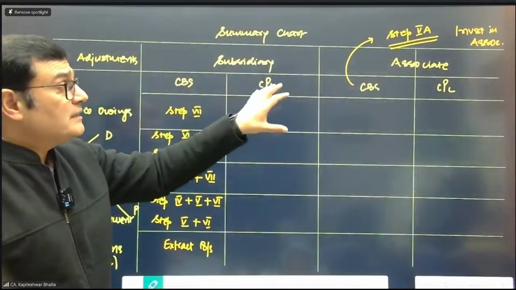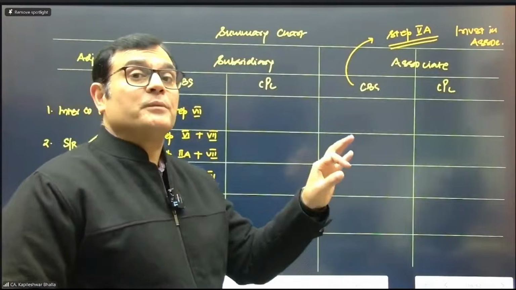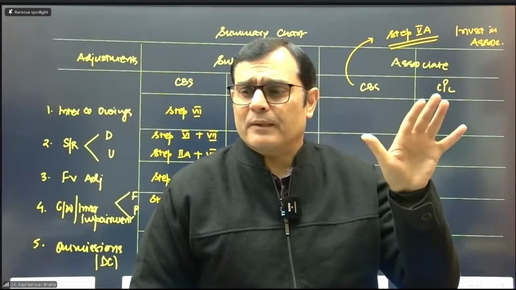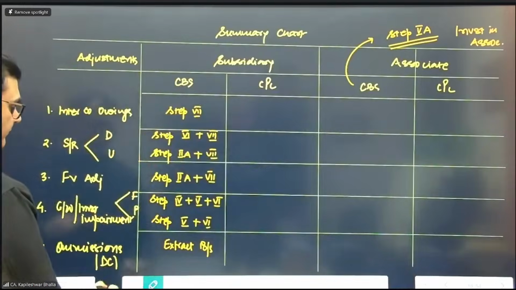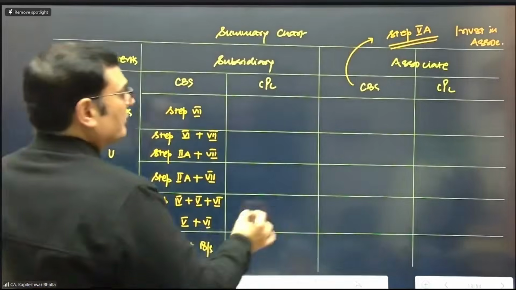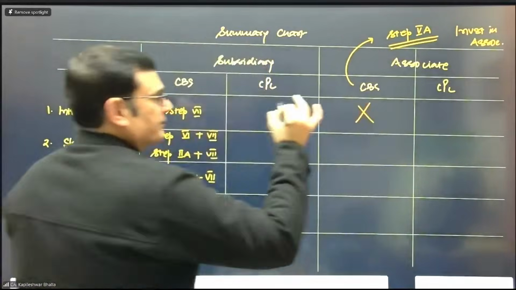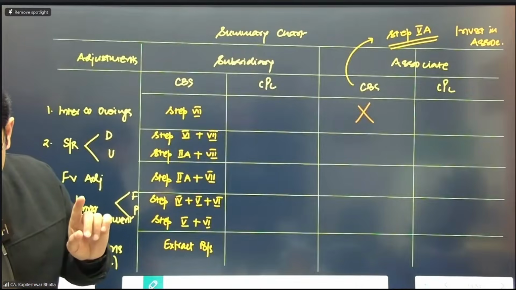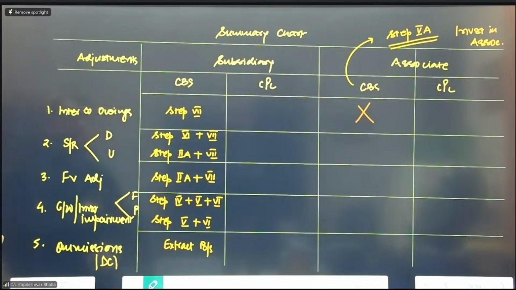Now we'll visualize these adjustments, and in which step they should be taken. So let's begin with the first one, intercompany owing, step number, ignored. It's not taken because we do not consider this. That's right. It's going to be not applicable.